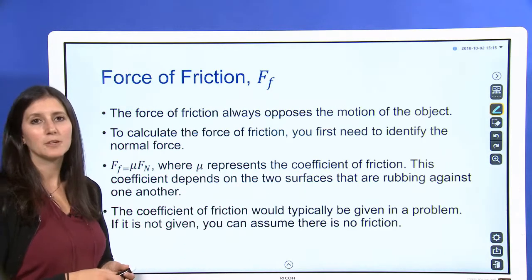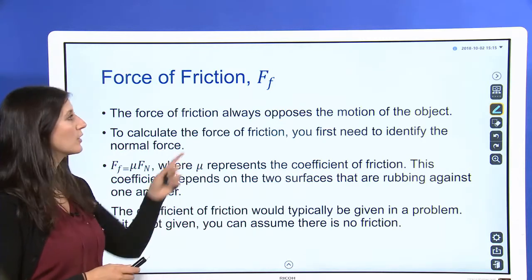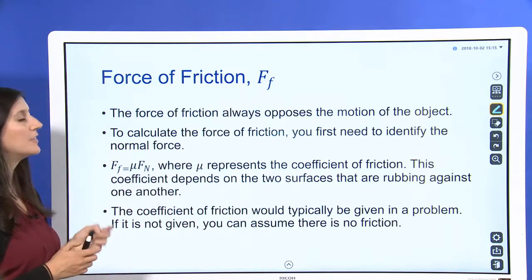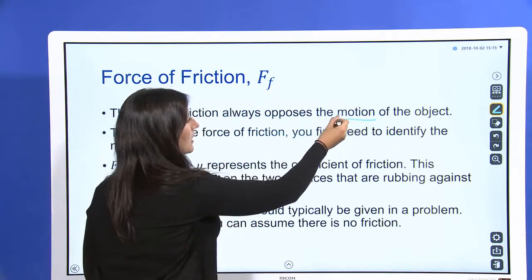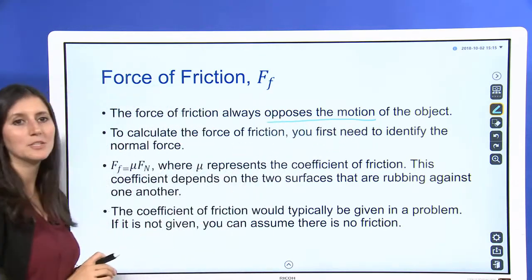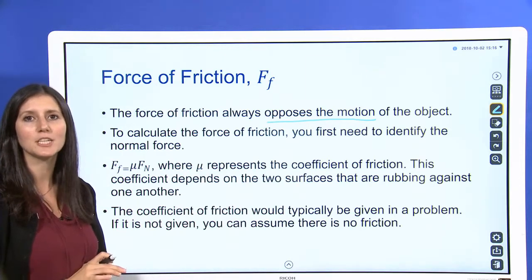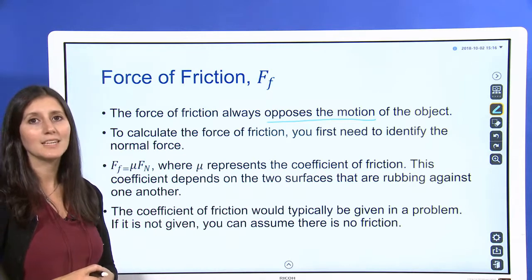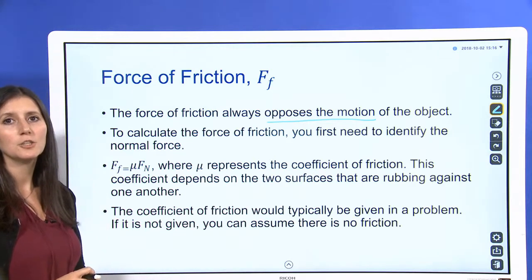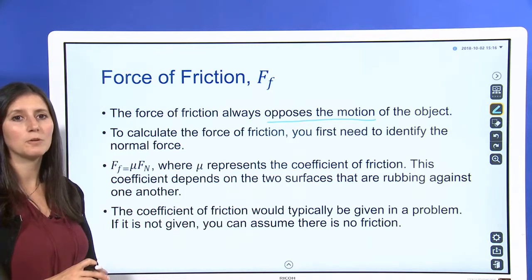The next type of force is the force of friction, or F sub F. The force of friction always opposes the motion of the object. So it's always going in the opposite direction that the object is actually moving. If you want to calculate the force of friction, you first have to calculate the normal force.